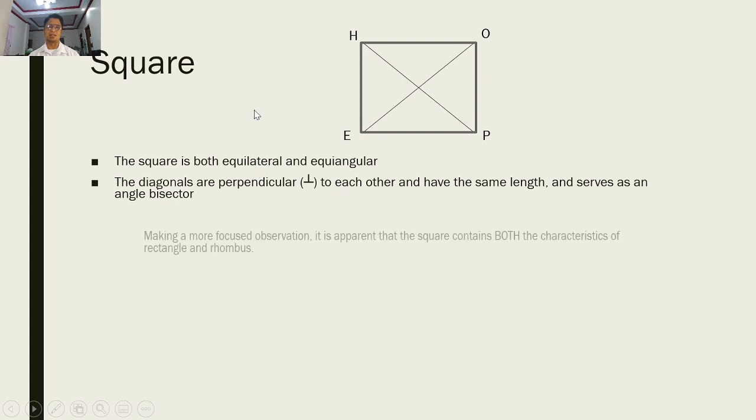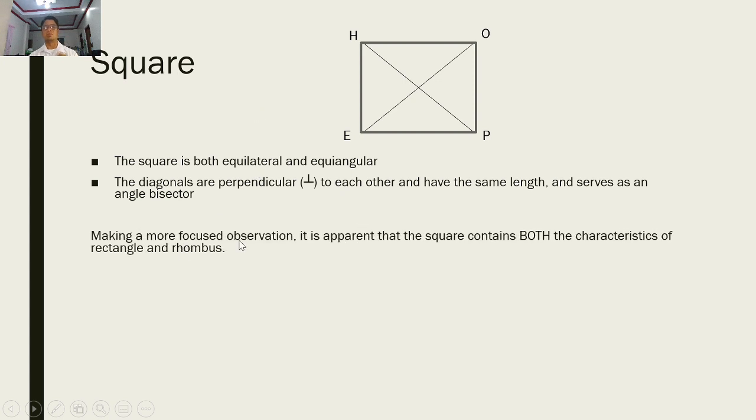Now, if we will be combining these two, if we will be taking a more focused observation, it is apparent that the square contains both the characteristics of rectangle and rhombus. Taglay pala nitong square yung properties or characteristic ng rhombus at rectangle. Ayan, no? Diagonals both equilateral and equiangular. The diagonals are perpendicular to each other, have the same length, and serves as an angle bisector. Parang pinagsama lang natin yung dalawang shape, rectangle and rhombus.